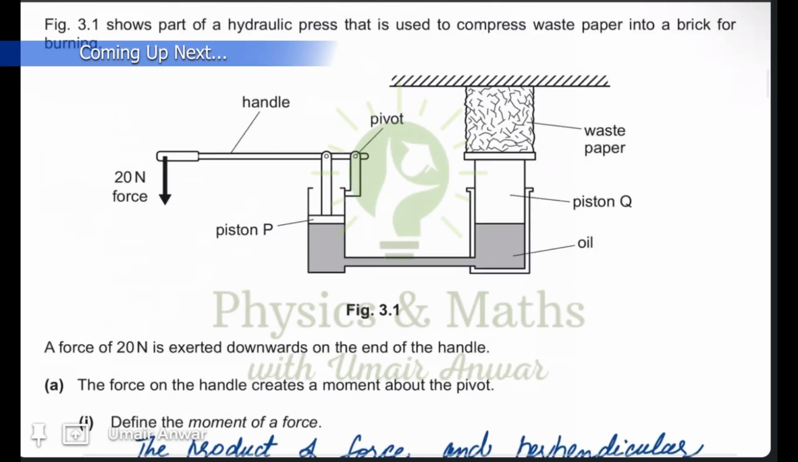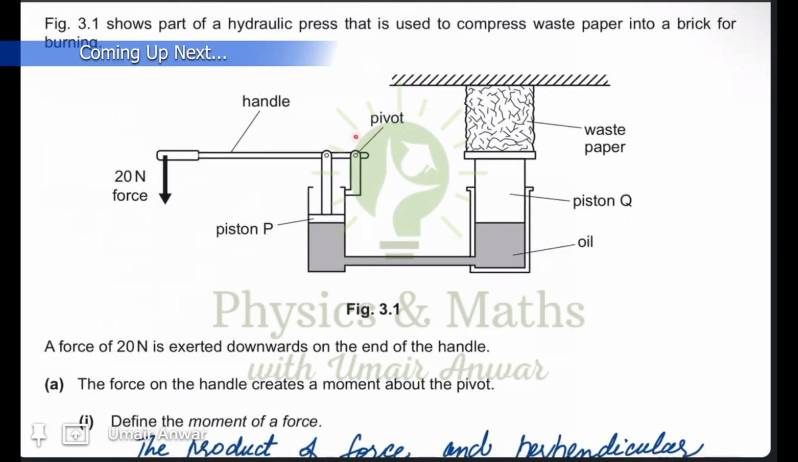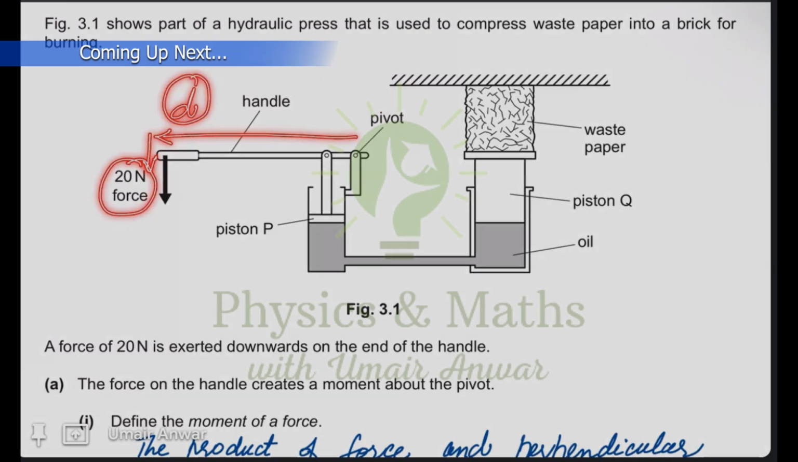Now, when we exert a force at a larger distance from the pivot, the moment created would be the product of this force and this distance. The same moment would be transferred to this piston P. But since it is at a very small distance, the force being applied on this piston is going to be much larger than 20 Newton because of the smaller distance.